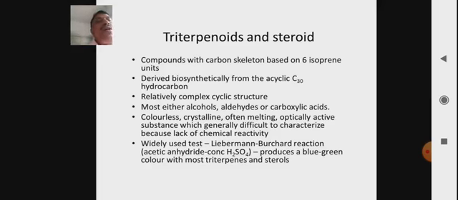The Liebermann-Burchard reaction or test is used to identify both triterpenoids and steroids. In this test, acetic anhydride and then concentrated H2SO4 are added to the sample. A blue-green color indicates the presence of triterpenoids and sterols or steroids.